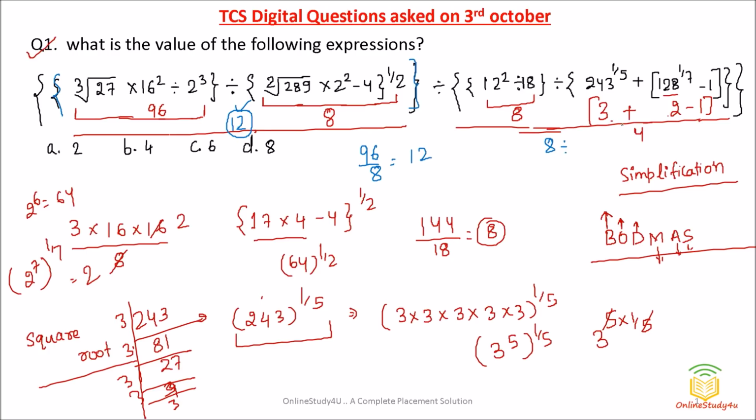And divided by 4. So this particular thing will be giving us 2. Okay, now 12 by 2 will be nothing but equal to 6, and option C is the correct answer. So we have already evaluated the following expressions, and the answer we are getting is option C. So friends, question number 1 is done here.